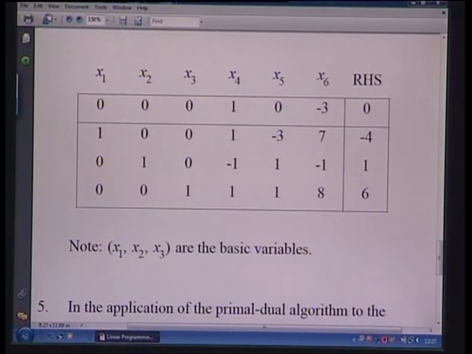Okay, so this is the table, and you are supposed to do it. And I am saying that x1, x2, x3 can be chosen as the starting basic variables, but the solution is not primal feasible, right? It is neither. So, you can start with x1, x2, x3 as the basic variables. So, you have a basis here, but you will have to add the artificial constraint to obtain a dual feasible solution, right.